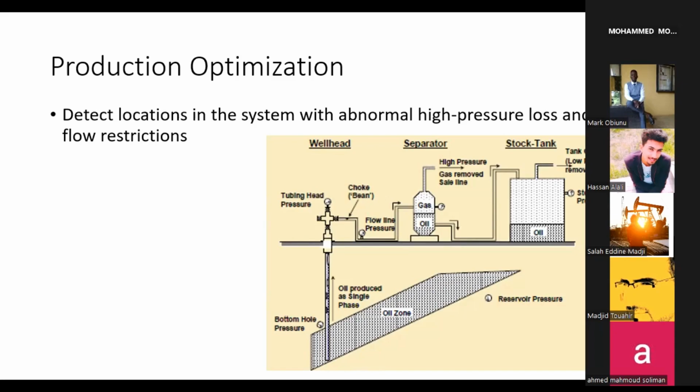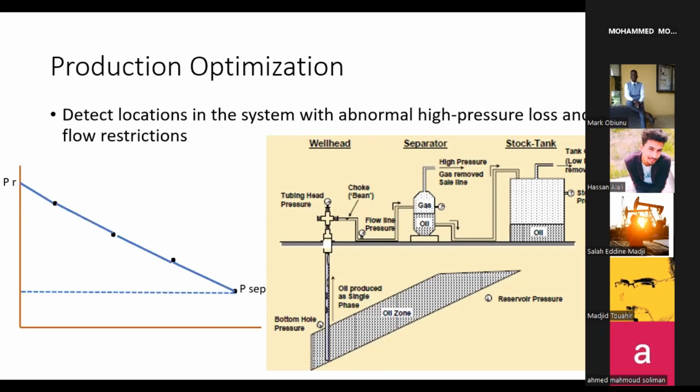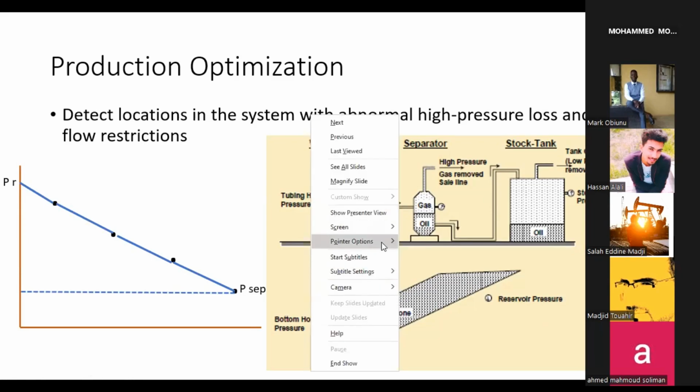The first one is detecting the location in the system. If you see here, the petroleum system starts from the reservoir and ends with the separator. So the first method in production optimization is detecting the location in the system with abnormal high pressure loss and flow restrictions. What does that mean? If you see the graph here, it shows the pressure loss across the whole petroleum system. Let me highlight the points.